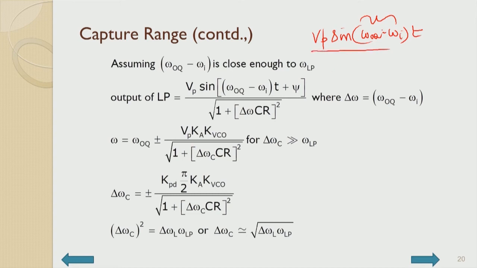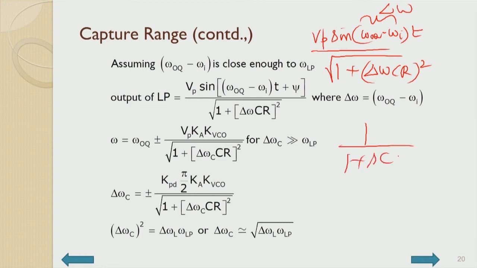This gets attenuated. If you call this delta omega, it is attenuated by square root of 1 plus (delta omega CR) squared, because that is the low pass filter, 1 by 1 plus SCR. S is equal to j omega. What is j omega? It is now the difference frequency component, delta omega, so this is replaced by j delta omega. That gets attenuated by this, and it will be subjected to some phase, that we are not bothered about. However, this sine wave says that the peak magnitude of change at the output of the V average is going to be Vp divided by square root of this, attenuated by this much.